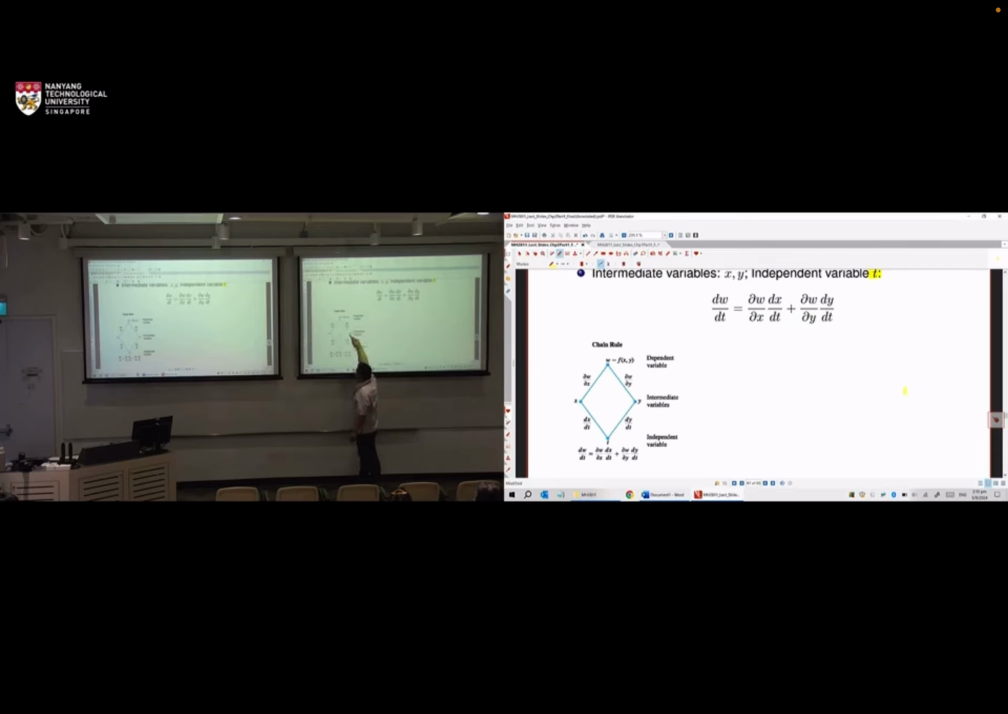Intermediate is your X, Y. You move it along the path. So your W, you move to X, del W, del X. From X, you move to T, del X, del T. Like that is multiply, multiply. Over here the same thing, del W, del Y, right? When you move from W to Y, del W, del Y. From Y to T, dy dt. So you move is multiply. Then you sum them up.